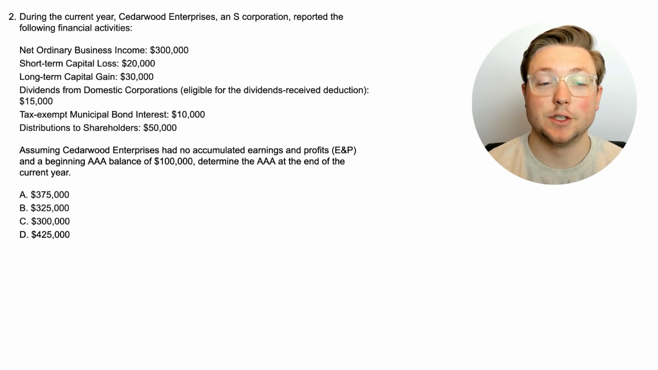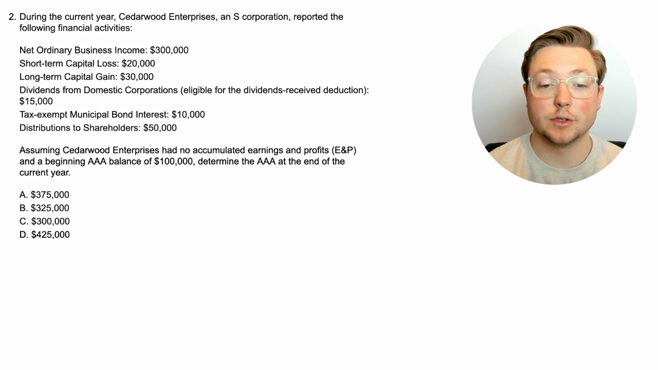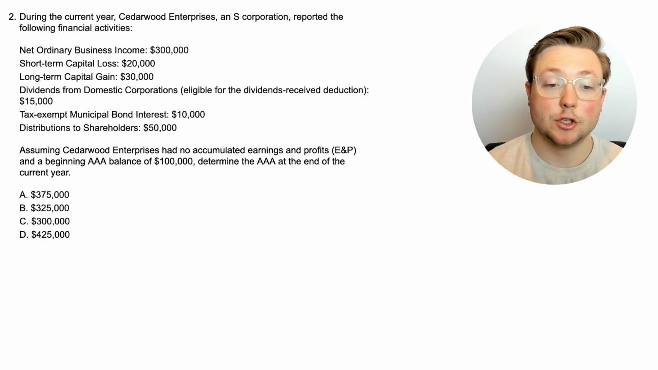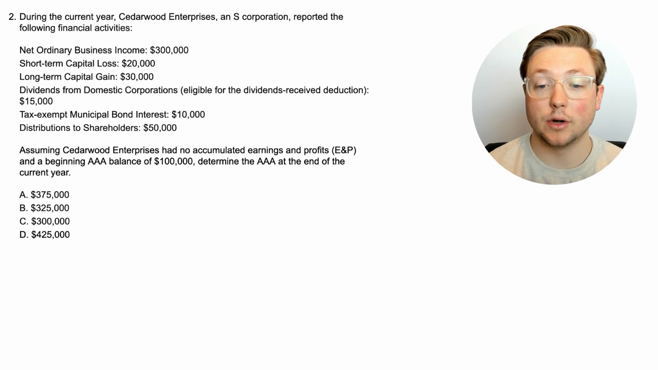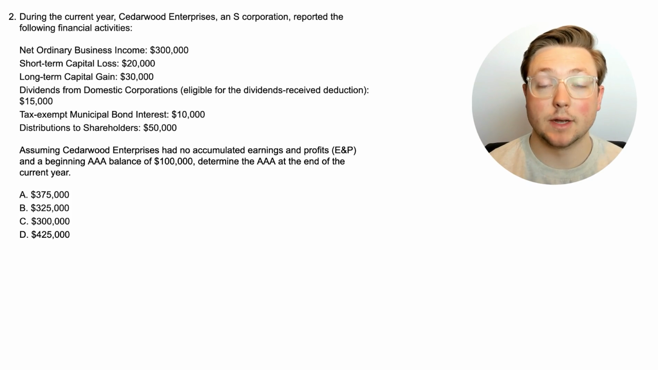All right, here is question 2. During the current year, Cedarwood Enterprises, an S Corporation, reported the following financial activities: net ordinary business income of $300,000, short-term capital loss of $20,000, dividends from domestic corporations for $15,000, tax-exempt municipal bond interest of $10,000, and distributions to shareholders of $50,000. Assuming Cedarwood Enterprises had no accumulated earnings and profits, or E&P, and that would come into play if they were a C corporation previously, by the way, and a beginning AAA balance of $100,000, determine the AAA at the end of the current year.